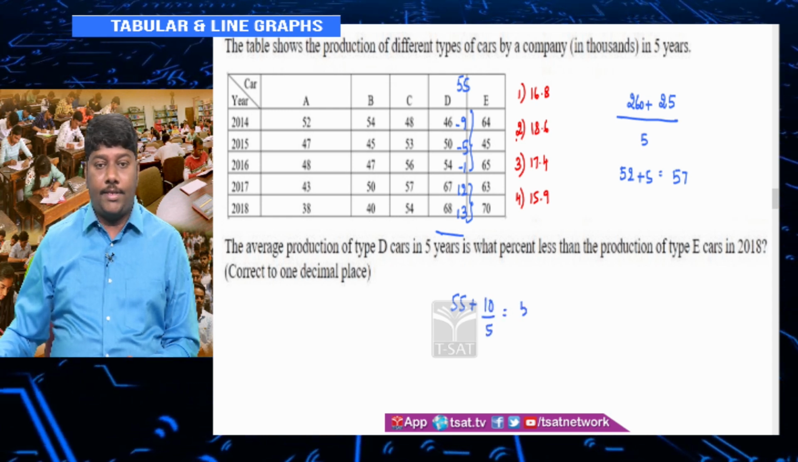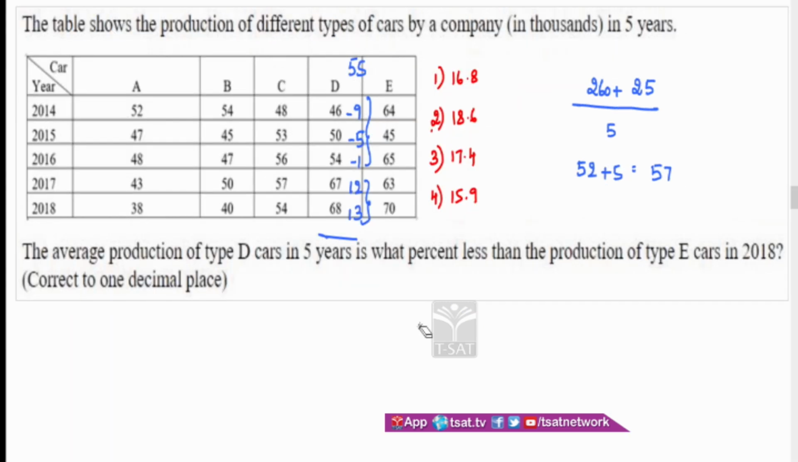It is 57. It's asking you, the average production of type D in all 5 years is what percent less than the production of type E in 2018. E in 2018 is actually 70.